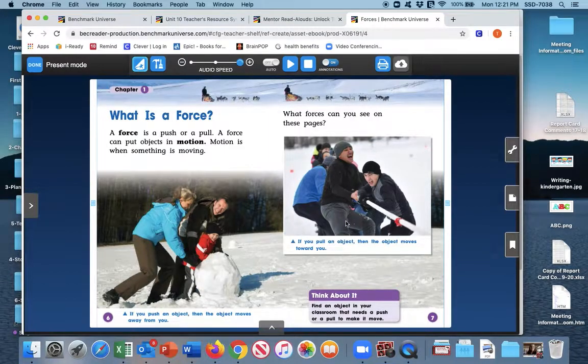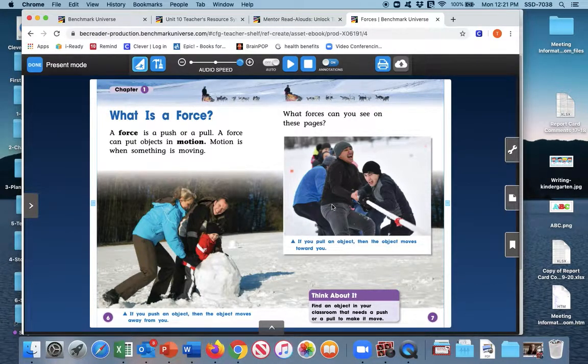Next, I look at the photo over here on page 7. We see that the people are pulling on the rope. The pull is the second force I see. So we have a push motion and a pull motion. So what forces can you see on these pages is a push and a pull.